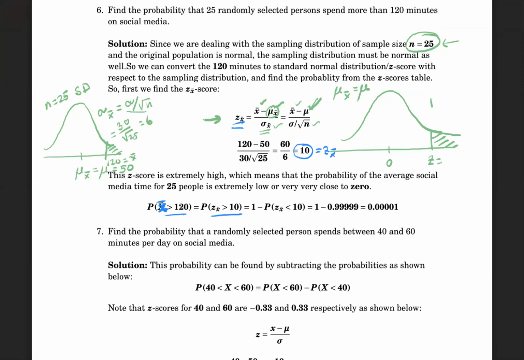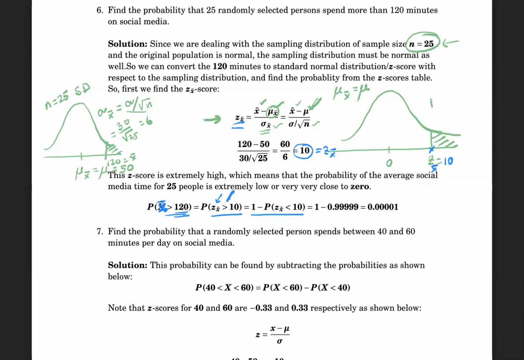Finding the X bar, or the average of 25 people being greater than 120, is the same as the probability that Z sub X bar is greater than 10. We use Z sub X bar just to identify that we are dealing with a sampling distribution. We are not dealing with the population in and of itself. That is the same as 1 minus the probability of Z sub X bar less than 10.